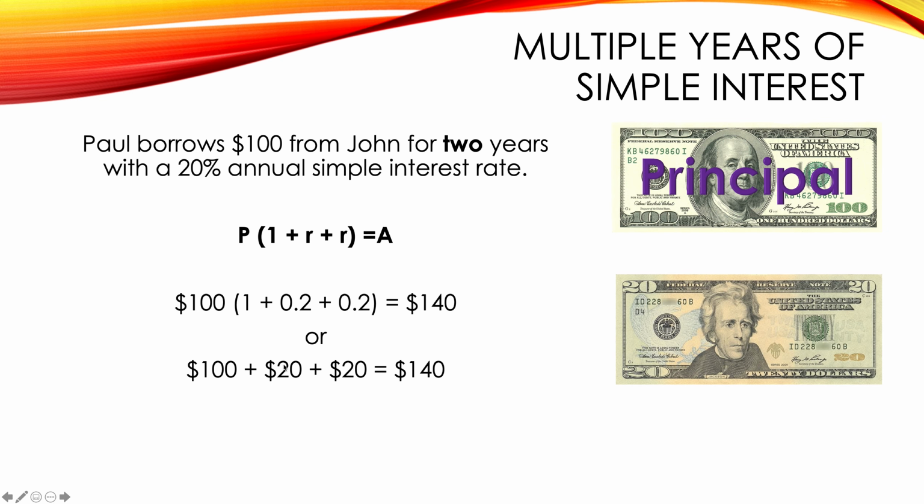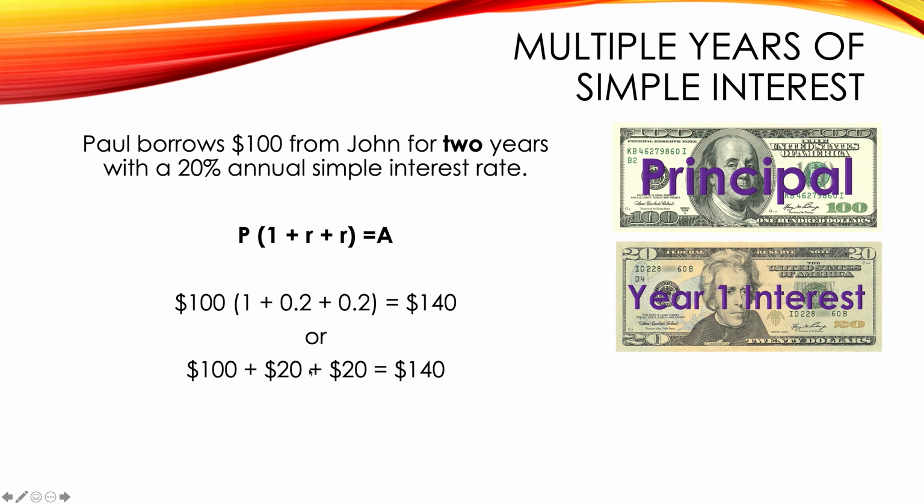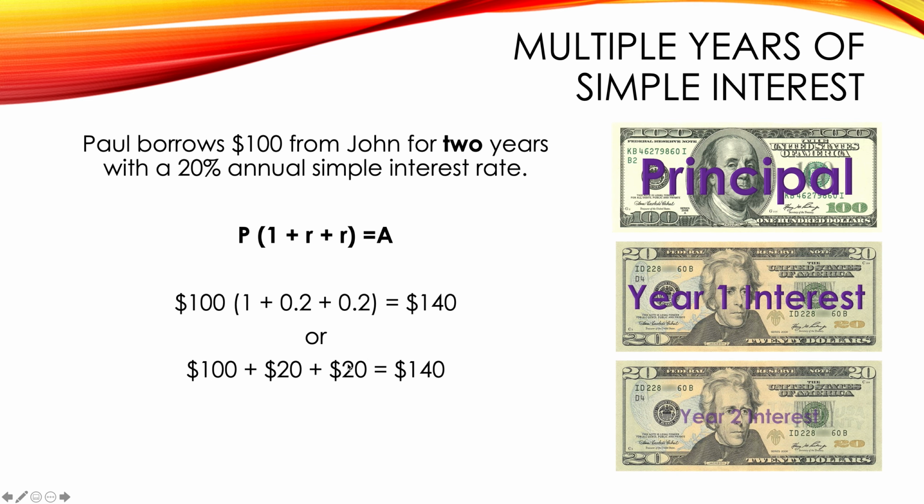This is the interest from year 1, right? The $20 from year 1. And then this would be the interest from year 2. We're not compounding anything here. If you already know about compounding, we're just using simple interest. So at the end of that 2 years, Paul would owe John $140 altogether.